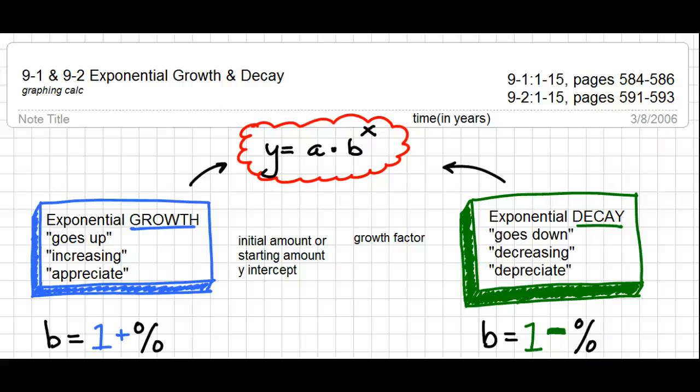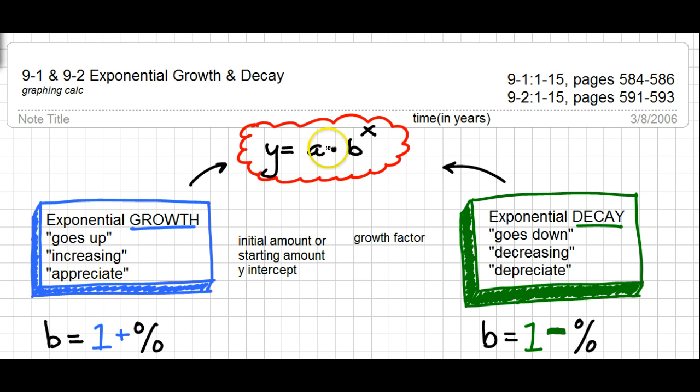This lesson is for advanced algebra. We're going to do a combination today of 9-1 and 9-2. 9-1 is on exponential growth and 9-2 is on exponential decay. Students will need a minimum of a scientific calculator here, so most of you will probably just simply use your graphing calculator for this lesson.